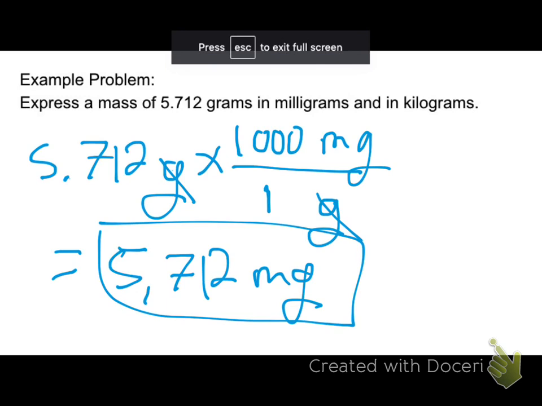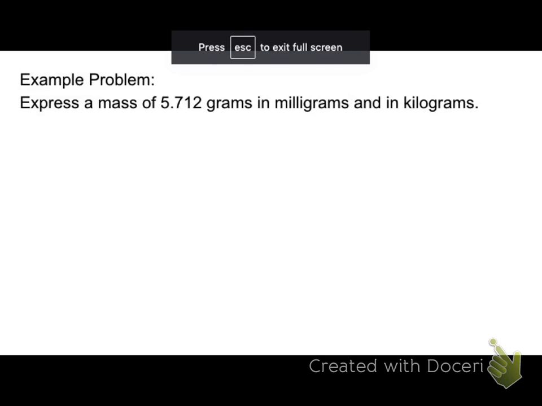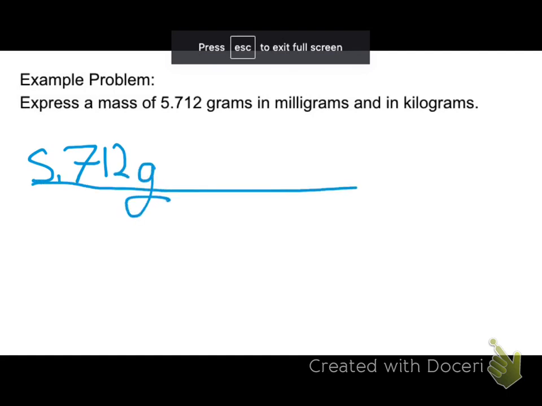Do we understand why milligrams needs to be on top and grams needs to be on the bottom? Yes. Yep. I don't have it written in there, but if it helps you visually to understand that that's over 1, you can absolutely put that in there. Okay. All right. So if we're going to do this to kilograms then, we're starting with the same amount. We still have 5.712 grams to start with. And you put it over a line if you'd like.